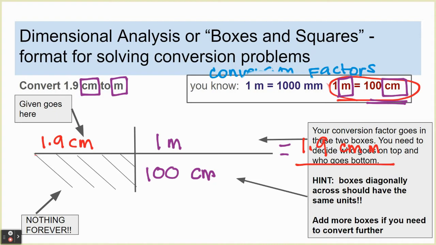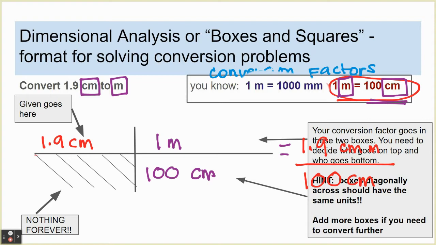Now let's do the bottom boxes. I want to multiply horizontally all the bottom boxes, but there's only one thing there at the bottom. It's just 100 centimeters. All right, so I'm done. What do we do with these two numbers right here? Now we divide the top by the bottom.